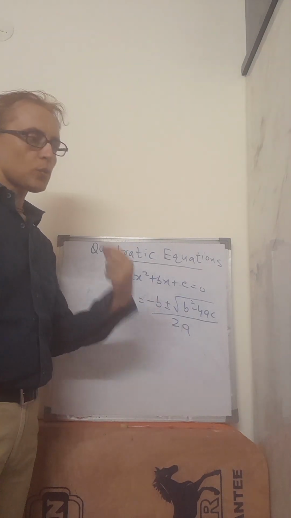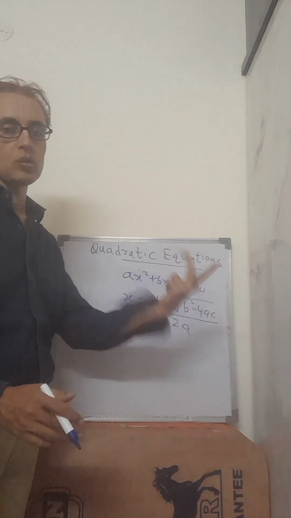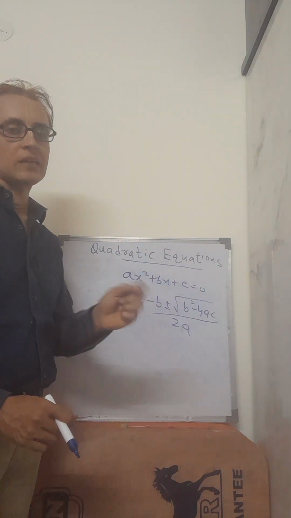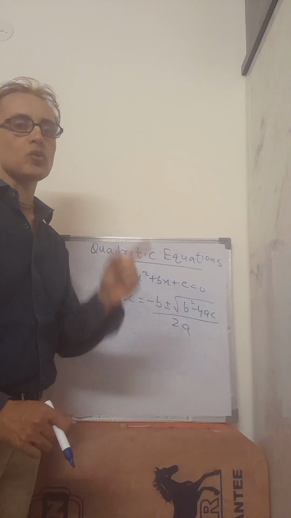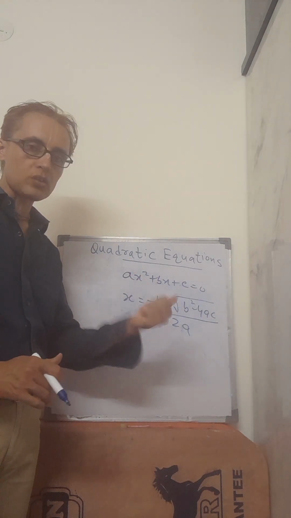So the previous equation which we solved, x square minus 4x plus 3 is equal to 0, that can be solved by the formula also. With the same formula we can find the values of x, the values 3 and 1 which we got by splitting the middle term. The same thing we can get with the help of the formula also.